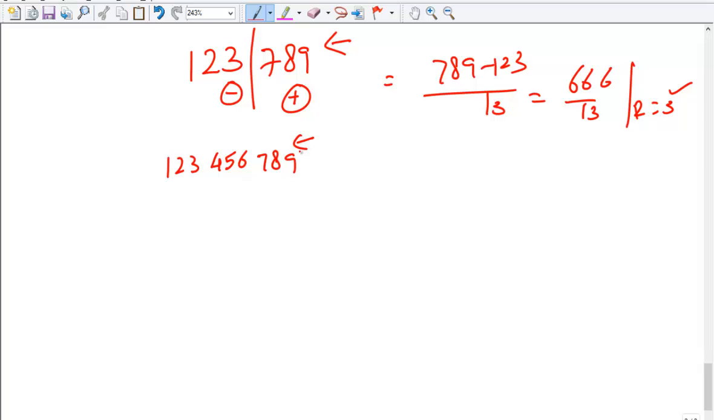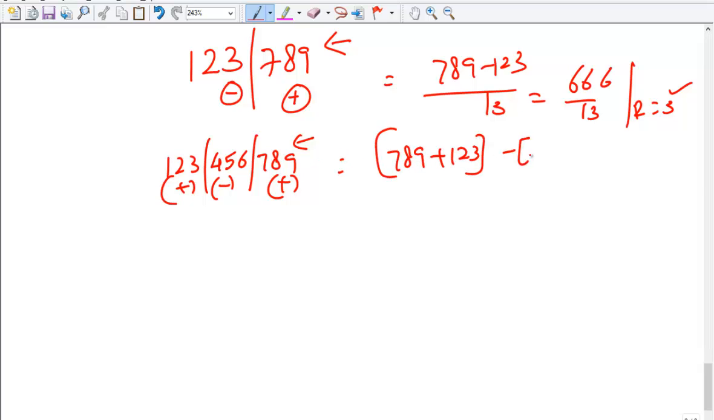So what we can do is club them in 3s. This one take plus, this is minus, this is plus. So obviously it is 789 plus 123 minus 456 divided by 13. Or else you can do one thing actually. You can take 1, 2, 3, then the whole club size is bigger, that is 6.